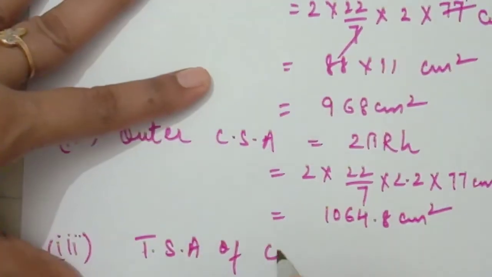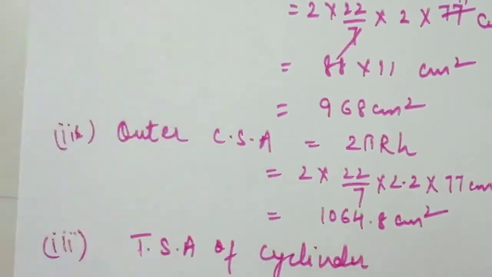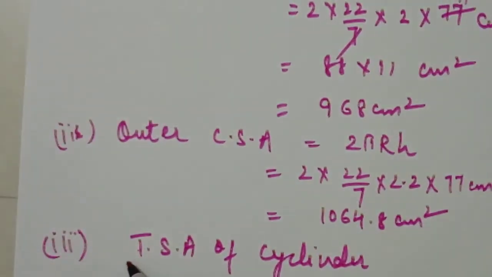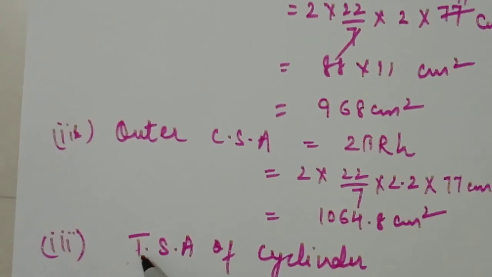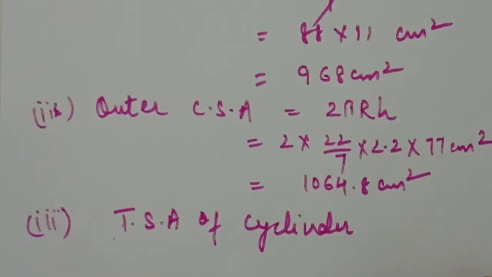Now this is where students are always confused. Now they will take small r or the capital R. Now he is asking about total surface area of the cylinder. So the total surface area of the cylinder is inner curved surface area plus outer curved surface area, and the area of the two bases also.